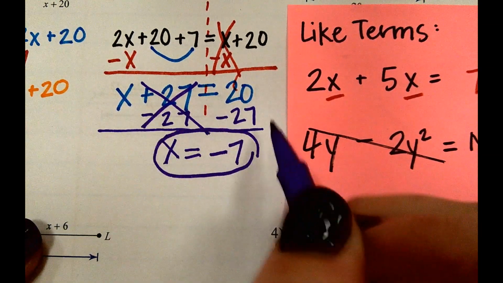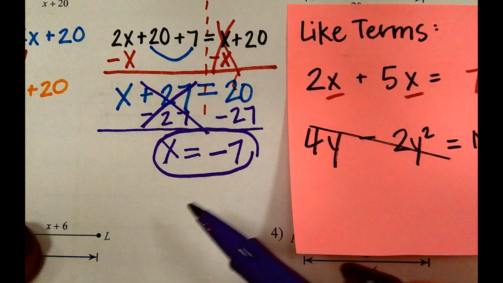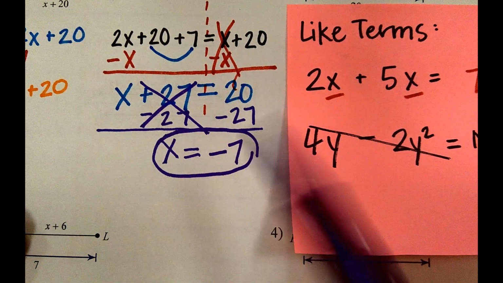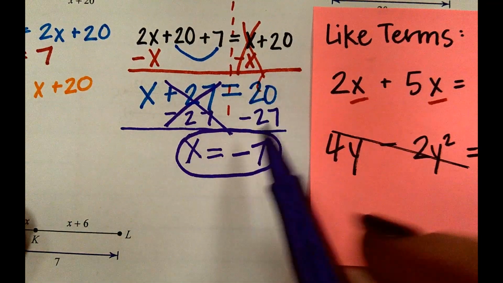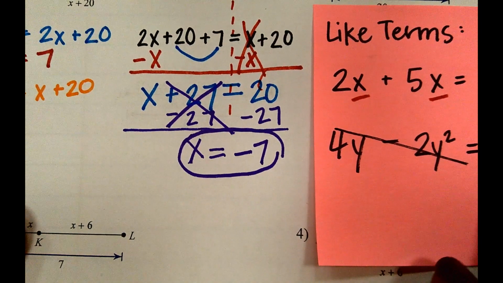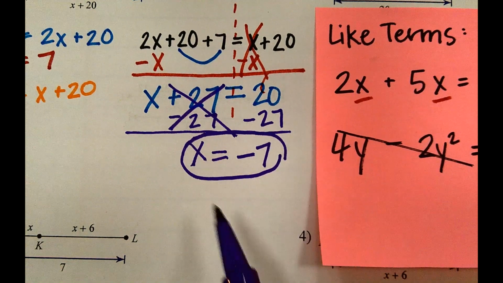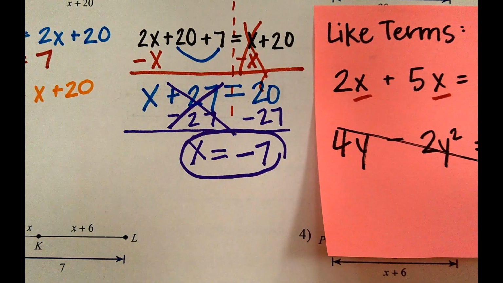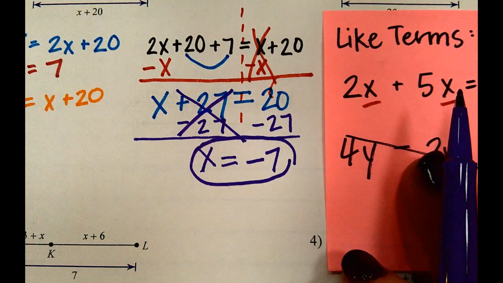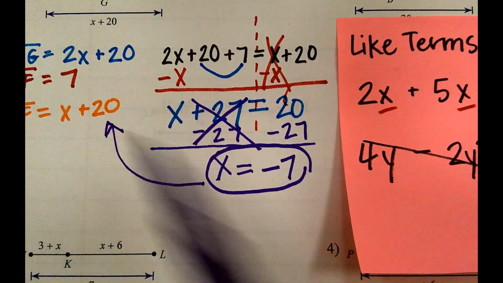So circle it. Get in the habit of circling your answers, because when we're doing lots of equations, there's lots of numbers. It really helps me when I'm grading to see your answers circled. Plus then it just makes you feel like, okay, I'm done. I can circle it, I'm done. So we're solving for x in all these. We're not solving for lengths. X is negative 7. If you wanted to find the lengths, we could plug that in, but I'm not asking you to do that. We're just solving for x. So that's the answer to number 1.